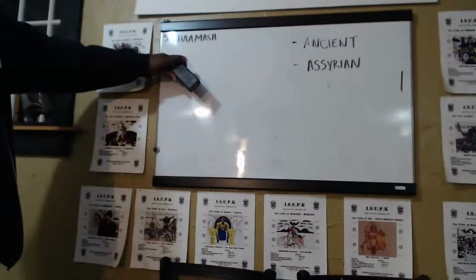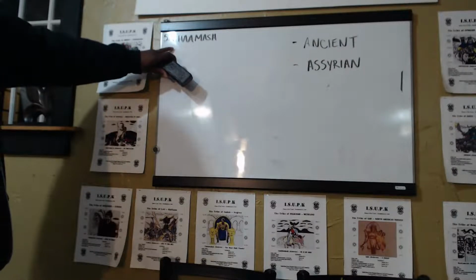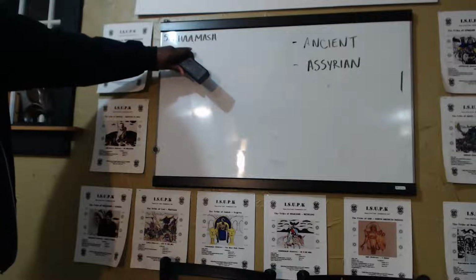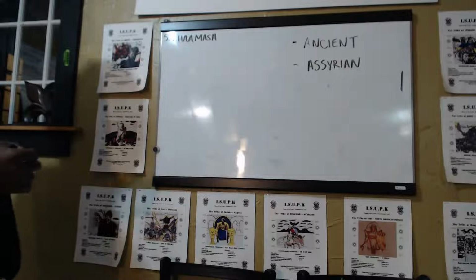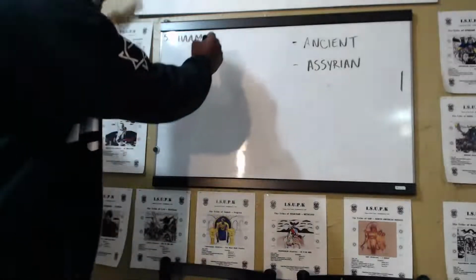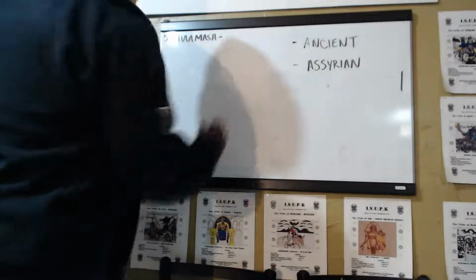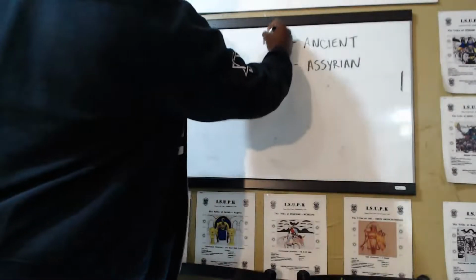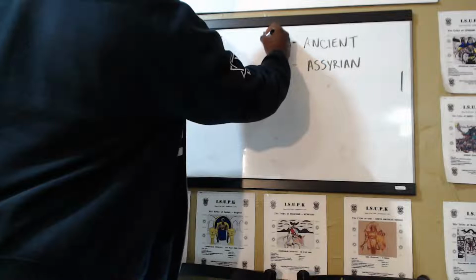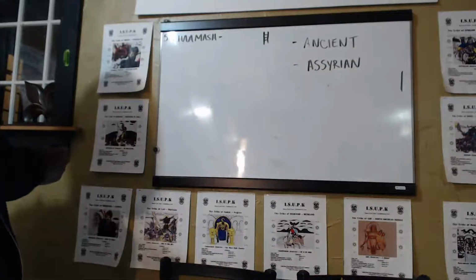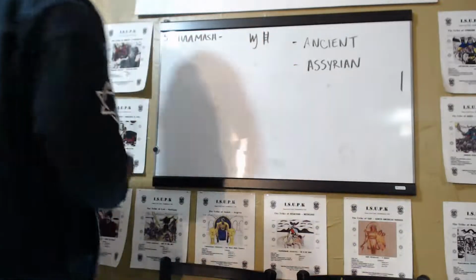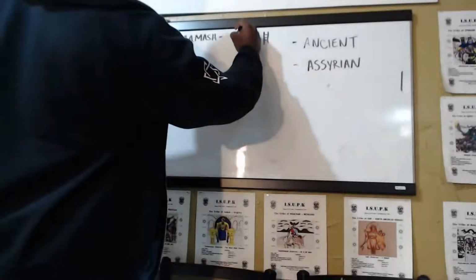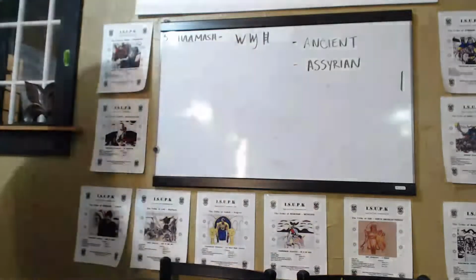Number 5 is Kamash. Chamash. Kamash. Let's get it in ancient. What do you need? You need the ka. You need the ma. And you need the sha. I like those easy words.